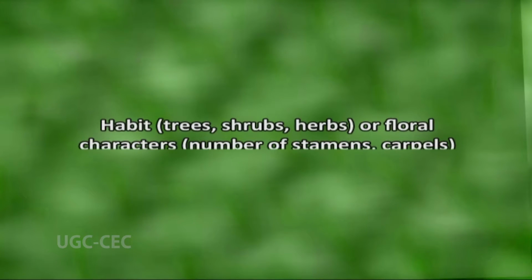Number one, artificial classification. The earliest system of classification which remained dominant from 300 BC up to about 1830 were artificial systems, which were based on one or a few easily observable characters of plants such as habit, like trees, shrubs, herbs, etc., or floral characters, particularly the number of stamens and carpels.